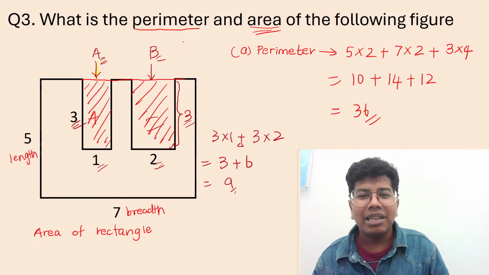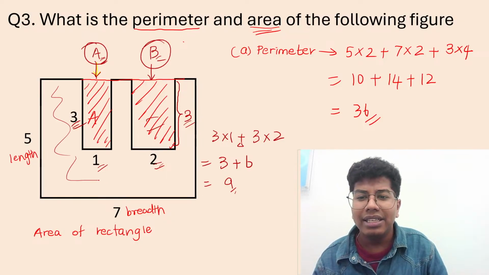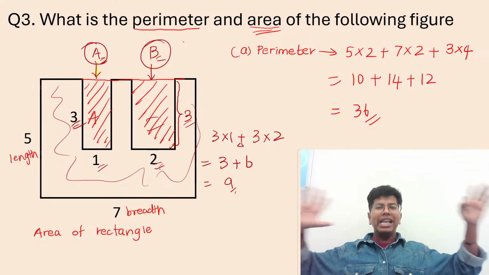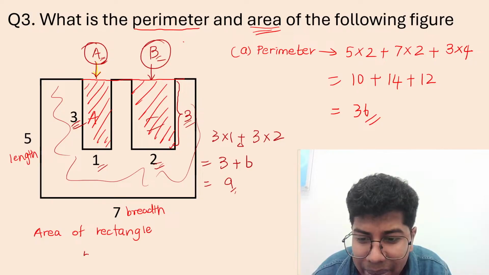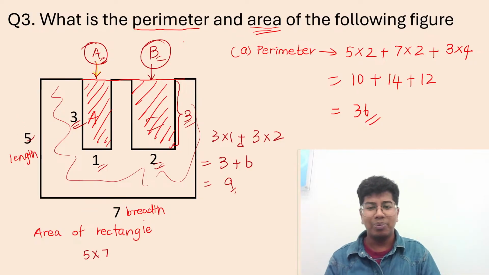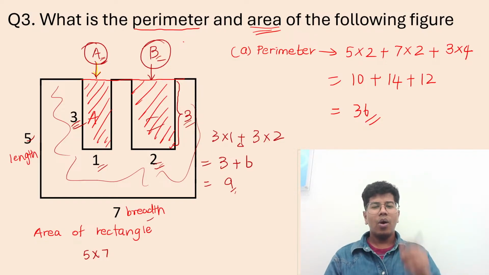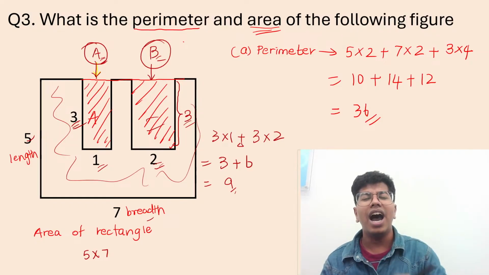So 9 is the area of A and B, but we have to find the area of this part. So the total area of the rectangle is how much? The area of the rectangle is 5 times 7. That we can easily find. This is length, this is breadth. But which area do we have to remove in order to get the area of the shape?